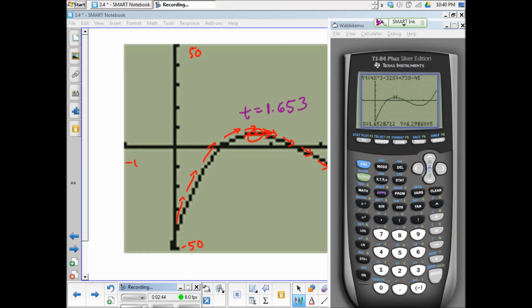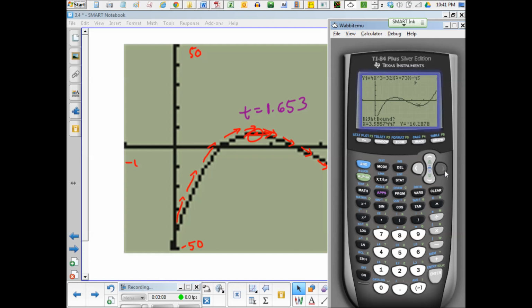Now let's go find the other point, which seems to be a minimum. It looks like 3.680. Remember, we're using 3 decimals.